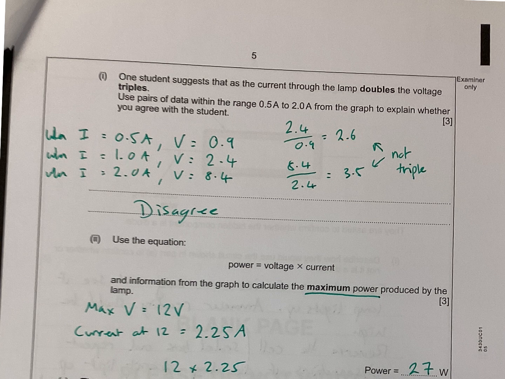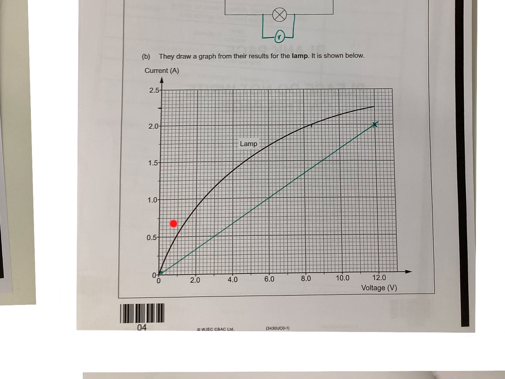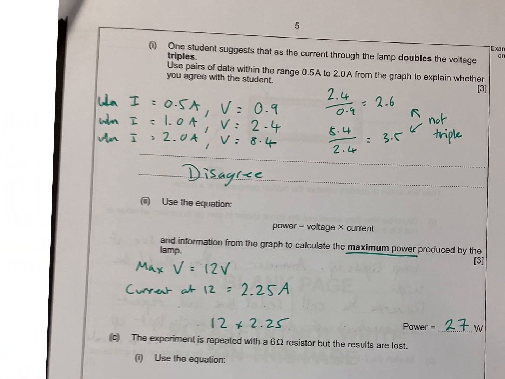And then I'm going to do the same. I'm going to double from 1 to 2, and I'm going to see how many times 2.4 goes into 8.4. And it's actually more than triple. So it's not triple, so I'm going to disagree. Those values there I got from the graph by looking at particular points when the current was 0.5, 1 and 2.